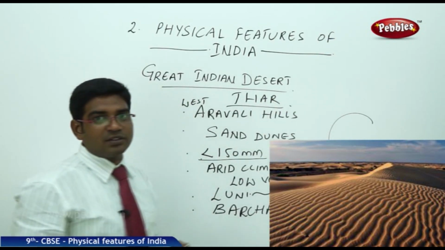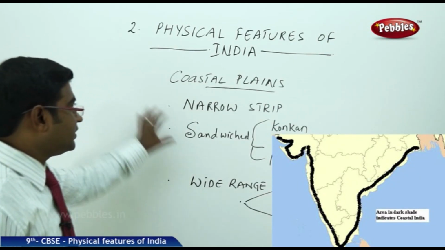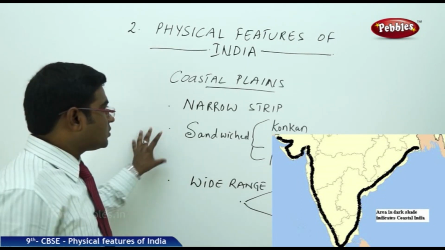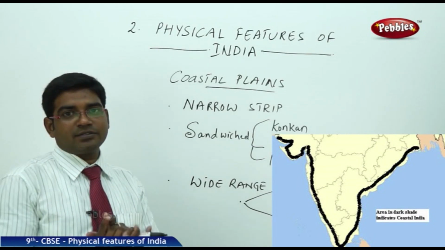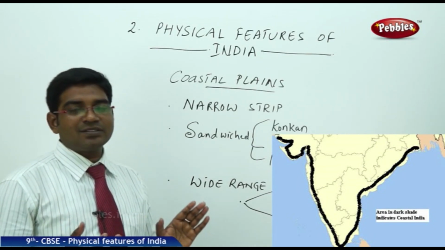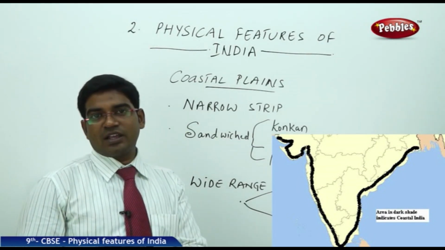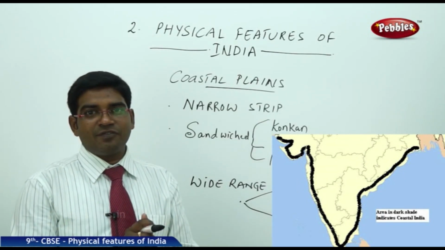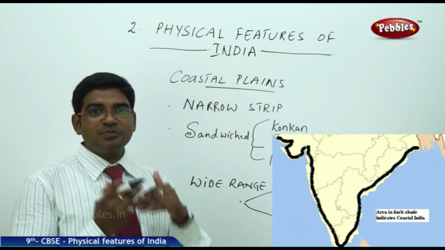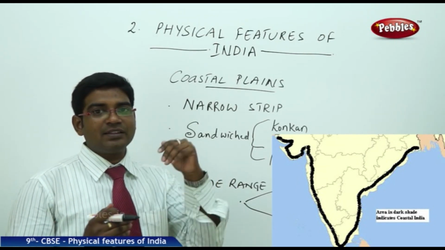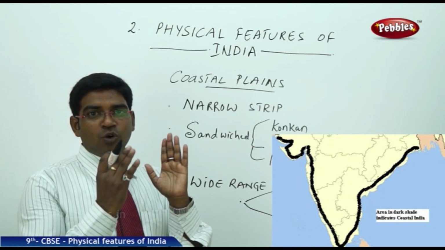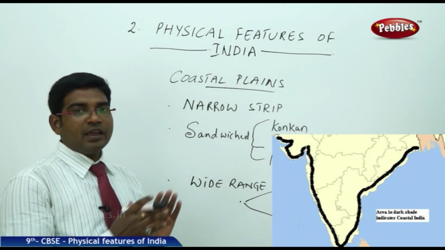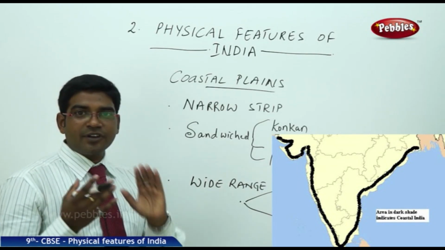Thar Desert. The coastal plains, the next important physical division of India. The coastal plains are again on both the sides. Just on this side of the Western Ghats and just on the other side of the Eastern Ghats, we have two coastal plains. Moving on to the western side first, it has been sandwiched between the Arabian Sea and the Western Ghats. So it is a very narrow strip here, and it is called with different names in different regions.